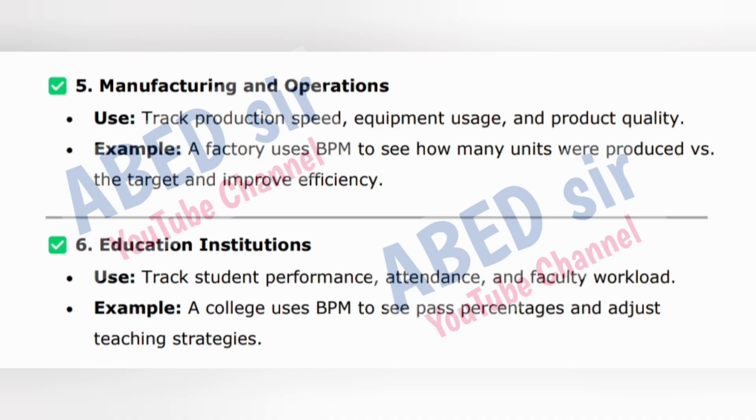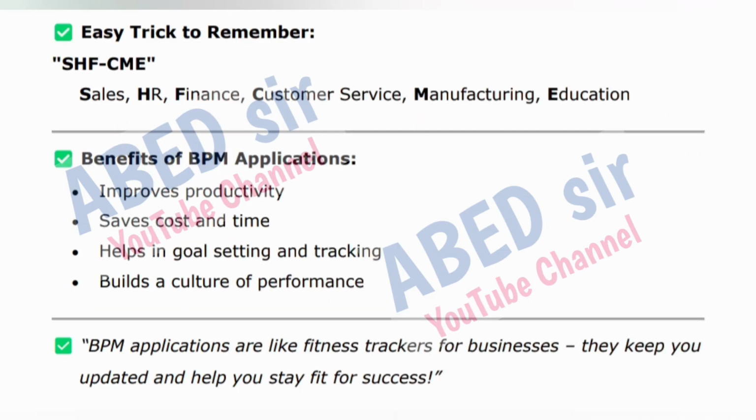6. Education institutions. Track student performance, attendance, and faculty workload. Example, a college uses BPM to see pass percentages and adjust teaching strategies. Easy trick to remember. SHFCME. Sales, HR, finance, customer service, manufacturing, education.